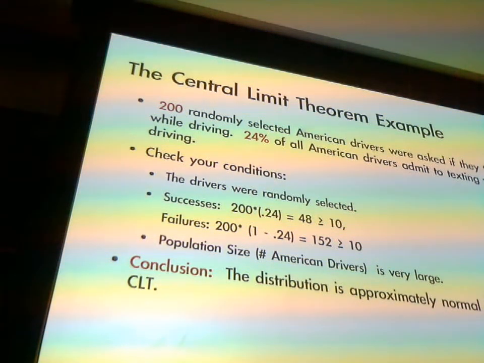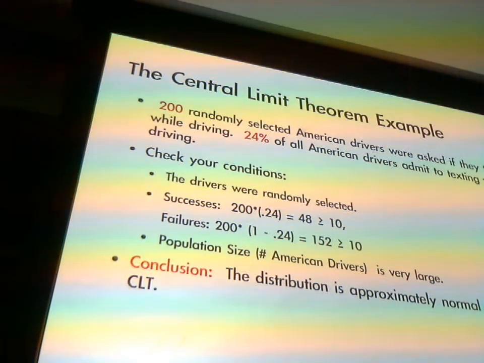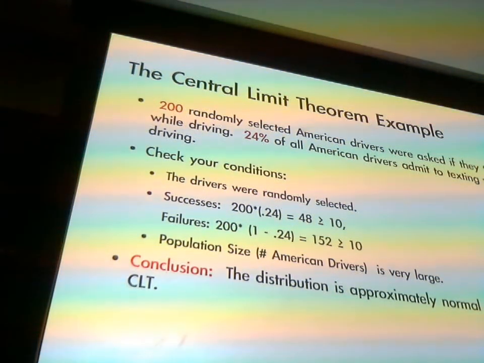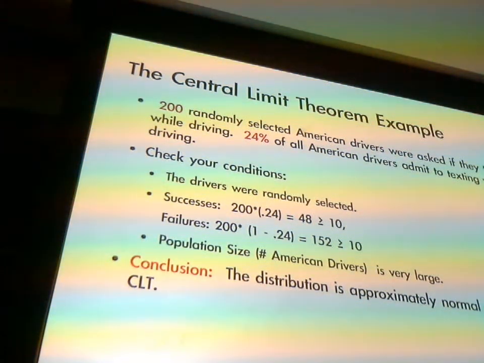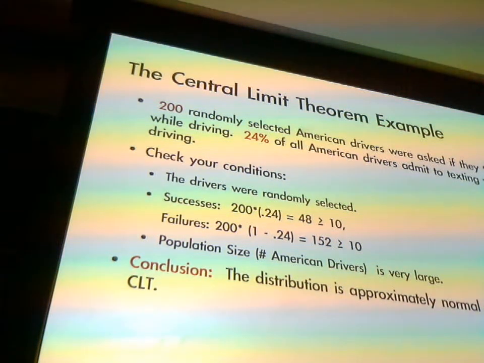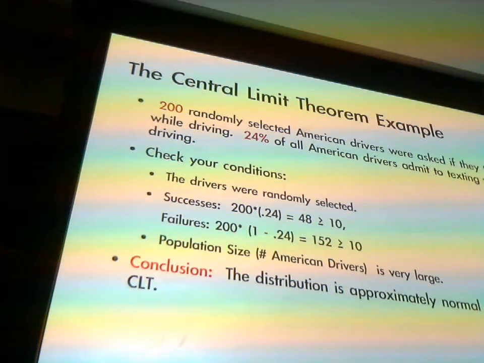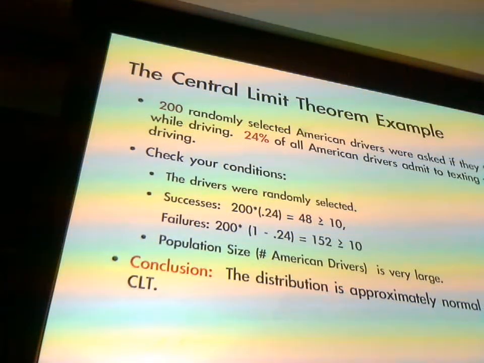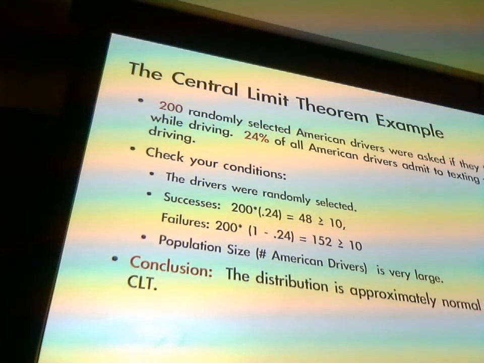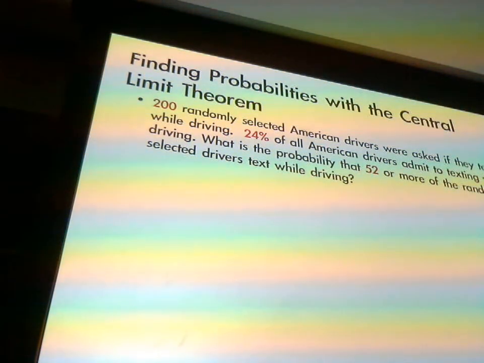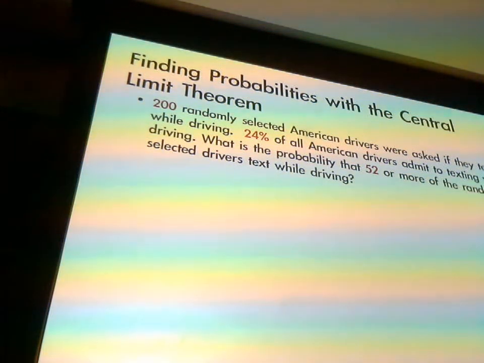So 200 randomly selected drivers were asked if they text while driving. 24% of all American drivers admit to texting while driving. So we check the conditions. N is 200 times p of 0.24. So that says all American drivers, so I know that that's p, not p hat. It's the population proportion. That's greater than 10. 200 times 1 minus p is greater than 10. Again, I won't ask you to check that. This means the distribution is approximately symmetric. Approximately normal, sorry, based on the central limit theorem. So what is the probability that 52 or more of the randomly selected drivers text while driving?